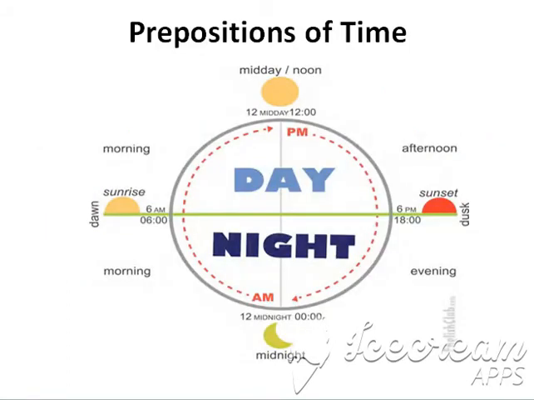Now let's check prepositions that are used related to time. Mainly in this kind of prepositions we use at: the preposition at 12 o'clock, at 8 p.m. Likewise we use prepositions related to time. Let's see some more examples.